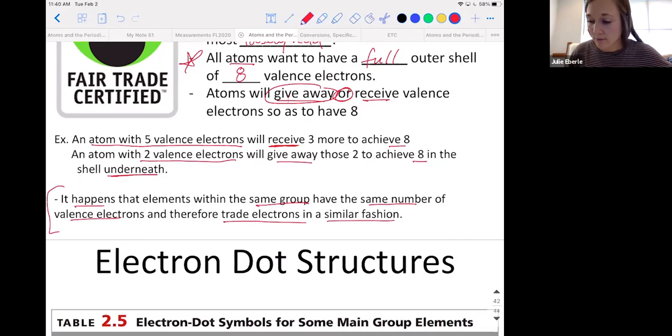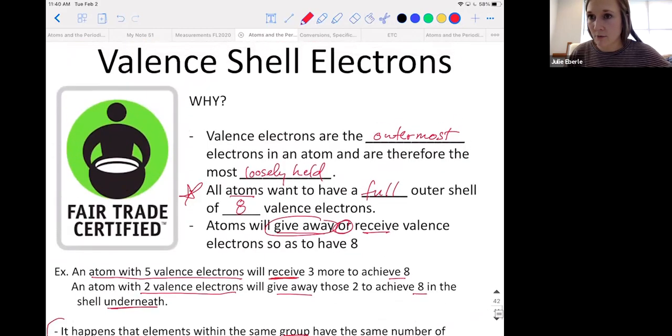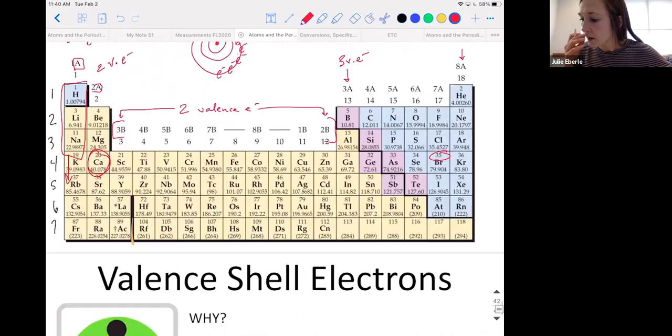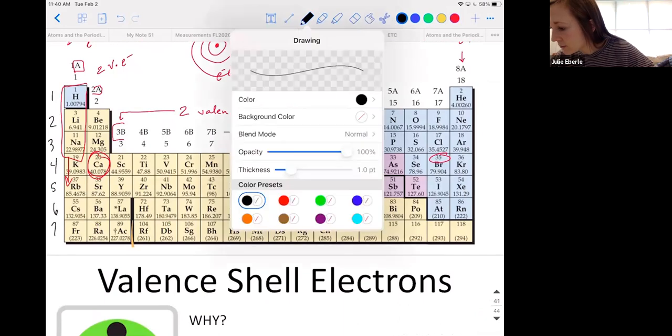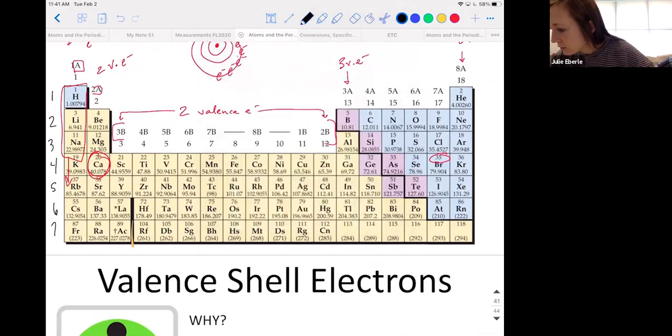So guess what? I'm going to go back up to the periodic table. We have a little bit of time. I'm going to draw a big line, really thick, right here. I'm going to divide this periodic table into 2.